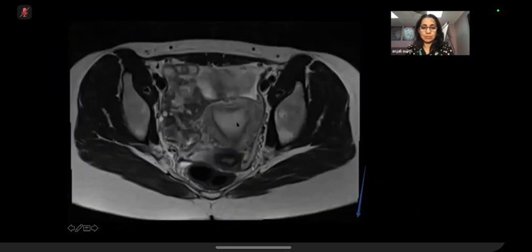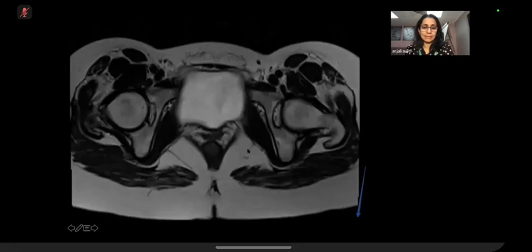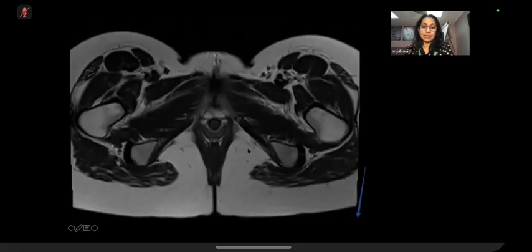Uterus coming up with the endometrium, junctional zone, and outer myometrium. This is the cervix. There are small Nabothian cysts there. So this is a normal T2 axial.